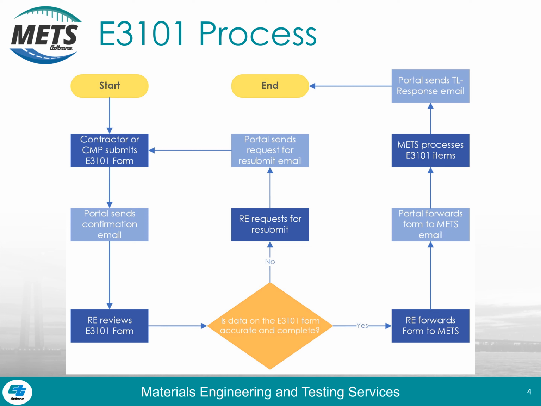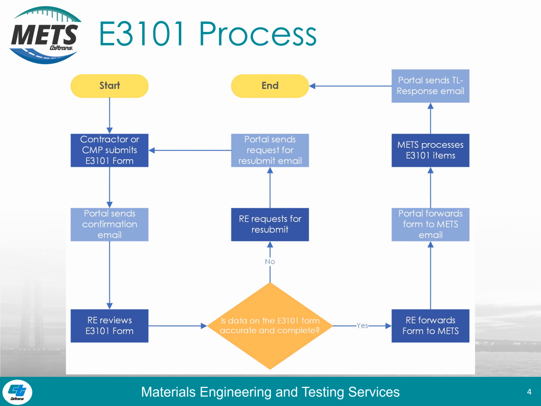Here's a quick overview of the E3101 process. To begin, the contractor or subcontractor submits an E3101 and the system notifies the RE by email for review. The RE goes to the E3101 portal, and if the data on the E3101 form needs adjustment, the RE requests resubmission, and the system automatically sends an email to the contractor or subcontractor. Once the data on the E3101 form is accurate and complete, the RE forwards the E3101 form to METS, triggering an email notification to METS. After METS processes the individual E3101 items, the system automatically dispatches TL responses to all project personnel involved.